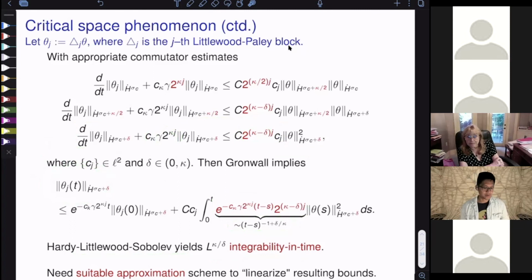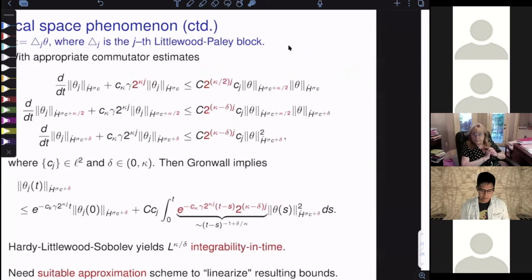And so all we really need in order to make this formal argument work is a suitable approximation scheme that essentially linearizes these bounds, right? And by linearizing, I simply mean that if you had a scheme where you're estimating at the level n+1, then this would be level n, and this would be level n+1.